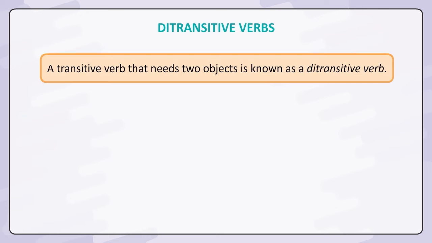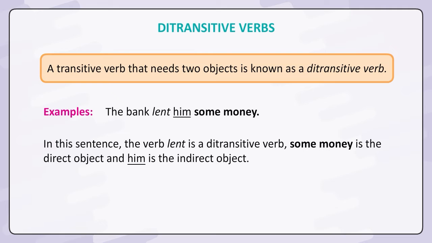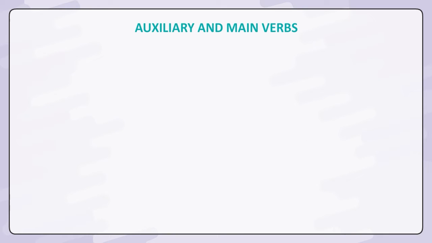Ditransitive verbs. A transitive verb that needs two objects is known as a ditransitive verb. Examples. The bank lent him some money. In this sentence, the verb lent is a ditransitive verb. Some money is the direct object and him is the indirect object.